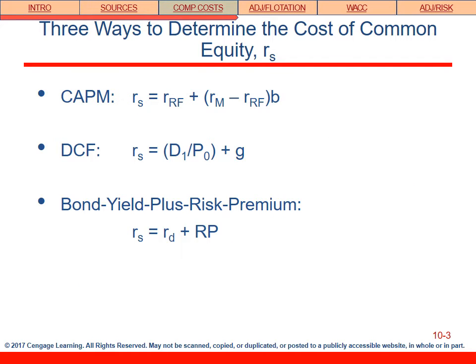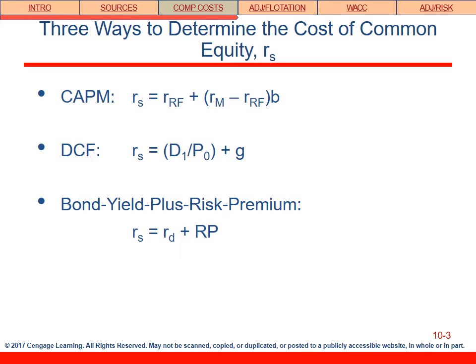Well, there are going to be three ways that we could attack this. Of the three, two methods we're already familiar with, and the third method is very simple. The first method is using the equation for the CAPM. The second method is what our book calls the discounted cash flow approach. Well, this is just the equation that we used in Chapter 9 for a constant growth stock.